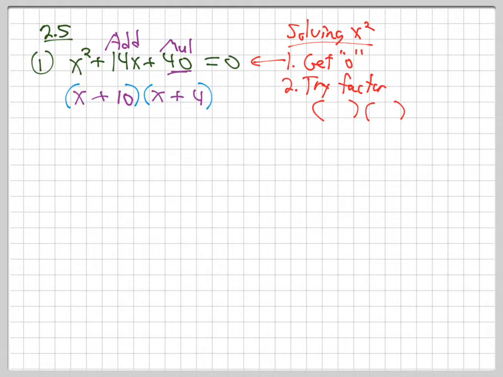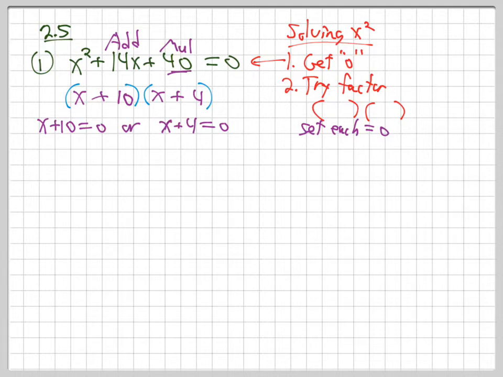It doesn't matter. And now, remember what you do? You set each one equal to 0. So the x plus 10 by itself gets the 0, or the x plus 4 by itself gets the 0. Remember that? Because if two things are multiplying to be 0, either one could be 0. If I said to you, I'm thinking of two numbers, they multiply to be 0, you know either one could be 0.